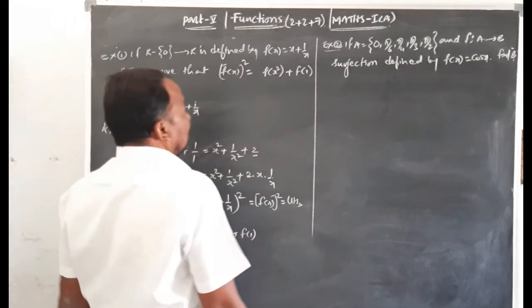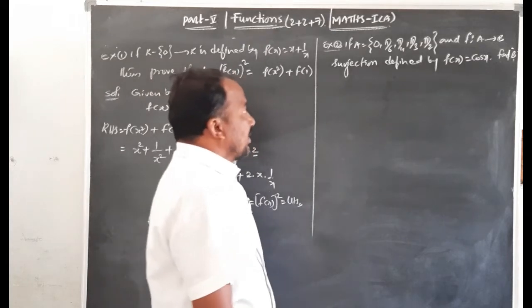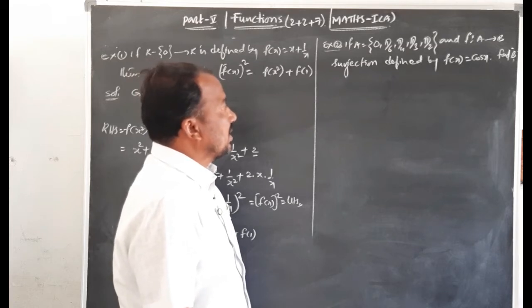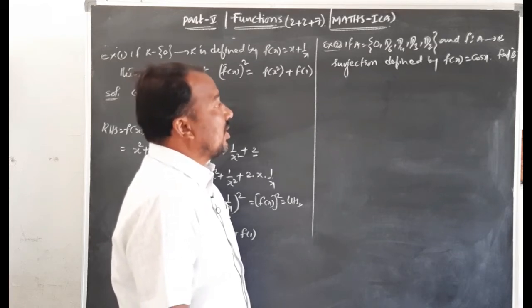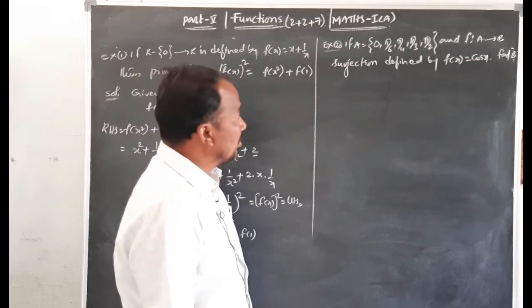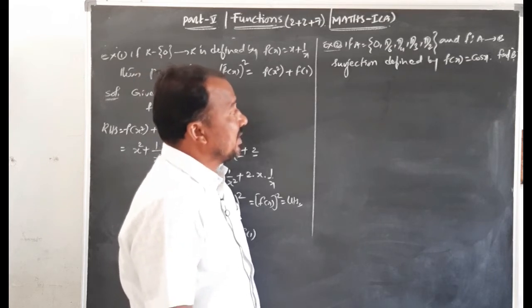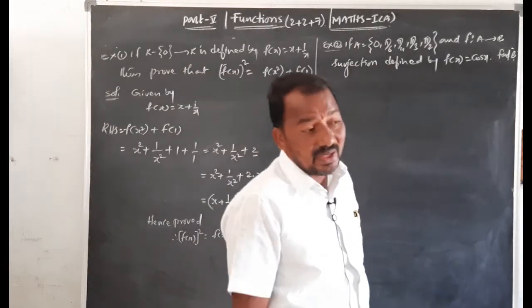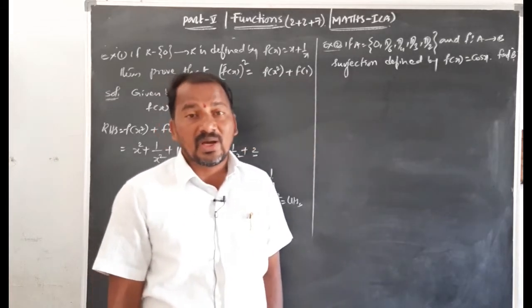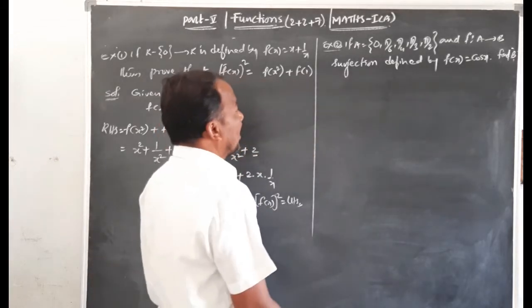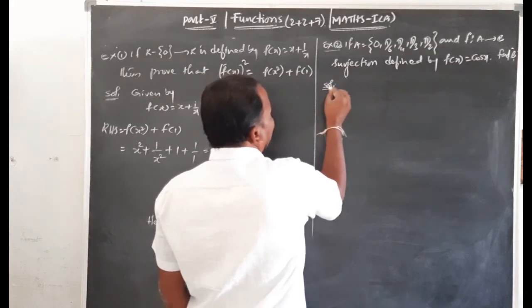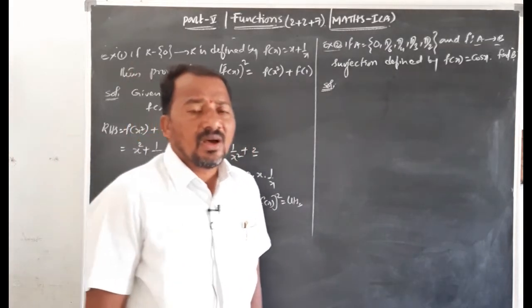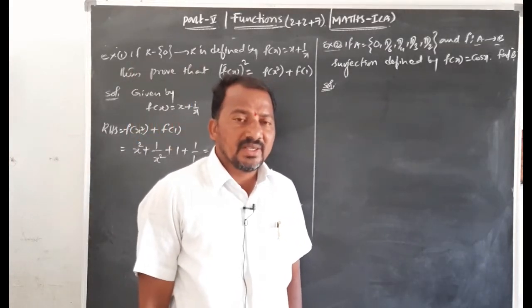Right. Next one. Second example: if A equals the set {0, pi by 6, pi by 4, pi by 3, pi by 2} and f from A to B is a surjection defined by f of x equals cos x, find B. Surjection means range equals codomain. Here domain, codomain. Range means the set of all images of A is called the range.